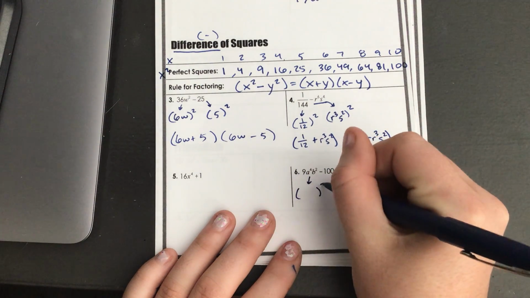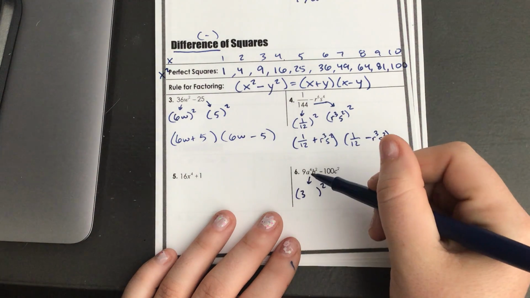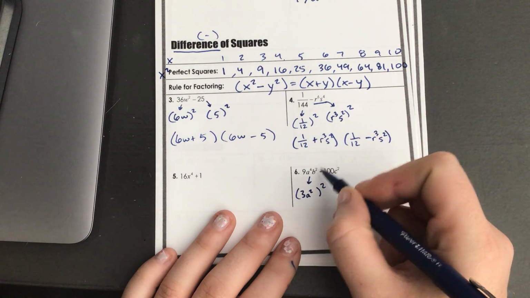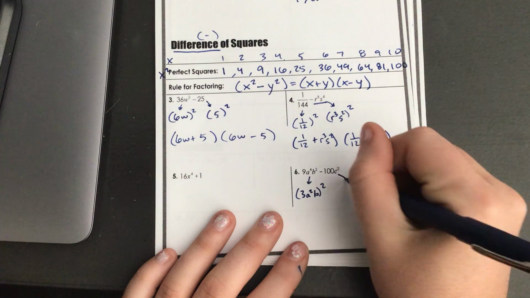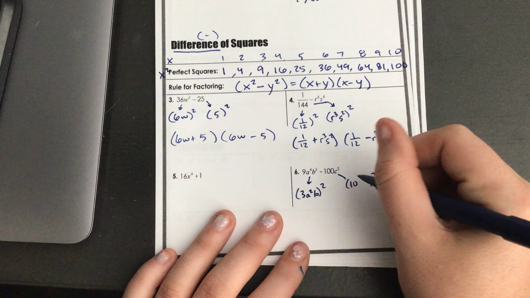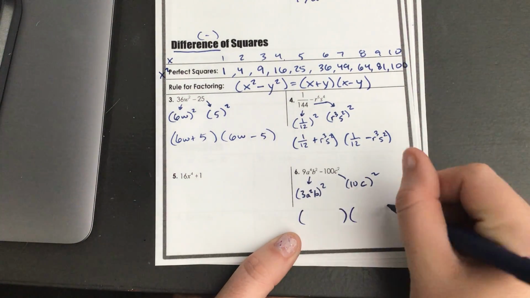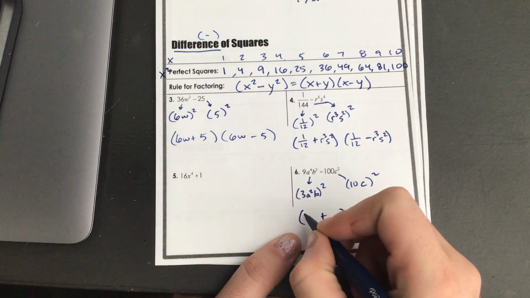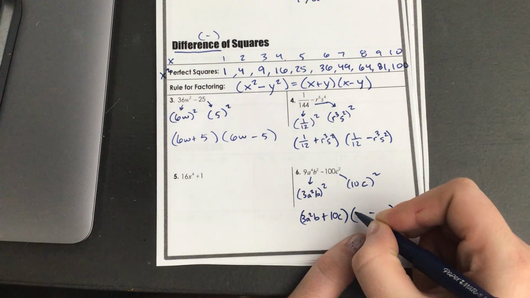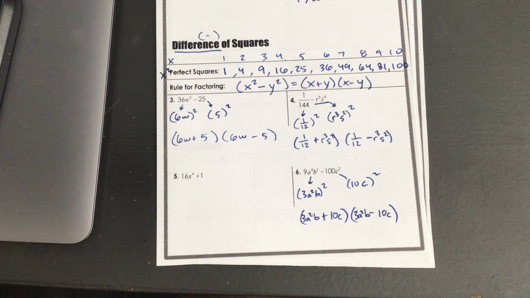What times itself gives me this first value? Well, 9's a perfect square. It's going to be 3. What times itself gives me a to the 4th? That's a squared. And what times itself gives me b squared? Just b. Then this one, what times itself gives me 100? That's 10. And then c times itself will give me c squared. So let's put it in our rule. We're going to add something and minus something. 3a squared b plus 10c and 3a squared b minus 10c is my answer.